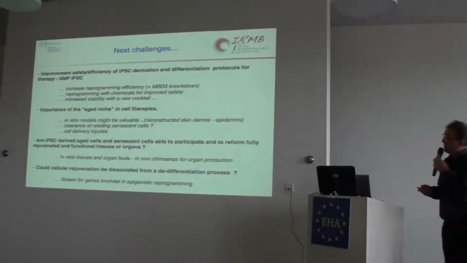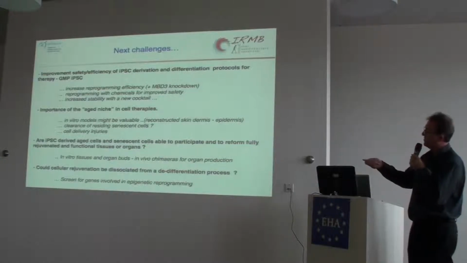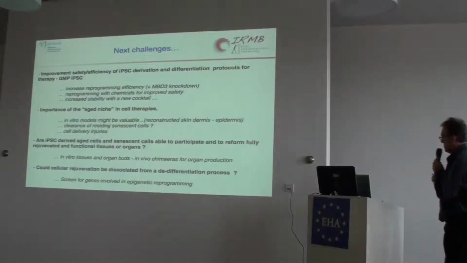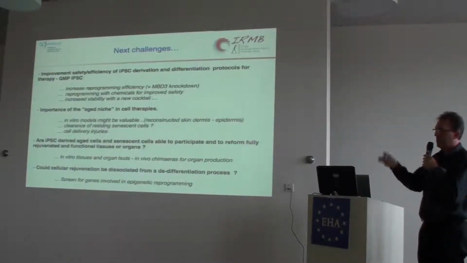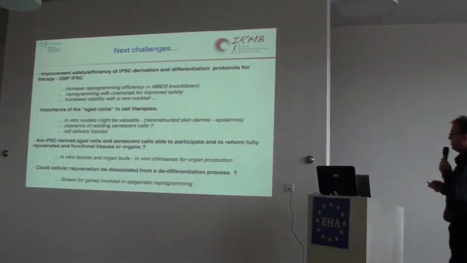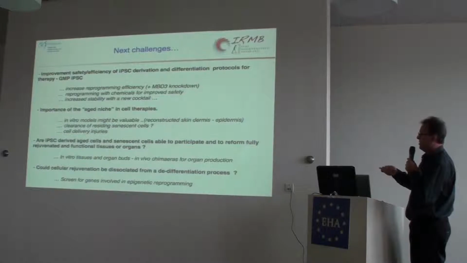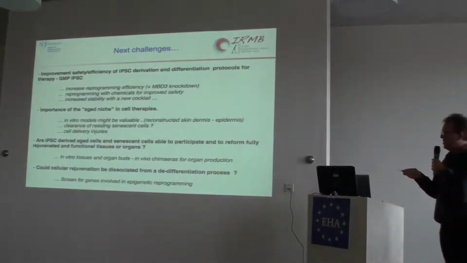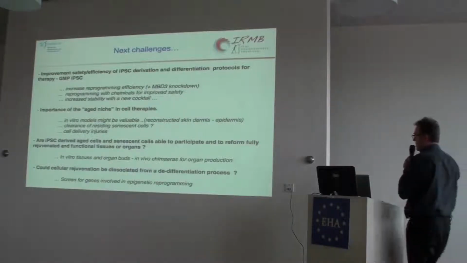So next challenge, we have to improve the efficiency of reprogramming because it's a very poorly efficient process. To improve the safety also with chemicals, for example, now we can reprogram with chemicals, modifying the cocktail. But an important issue is how could we really inject the cell into the tissue to be repaired? Do we have to clear the residing senescent cells as presented before? And also there is a lot of progress to do to deliver the cell to the injury or into the tissue. And what we have to know now also is if we are able to reform tissues or organs, and eventually with different strategies of chimera.